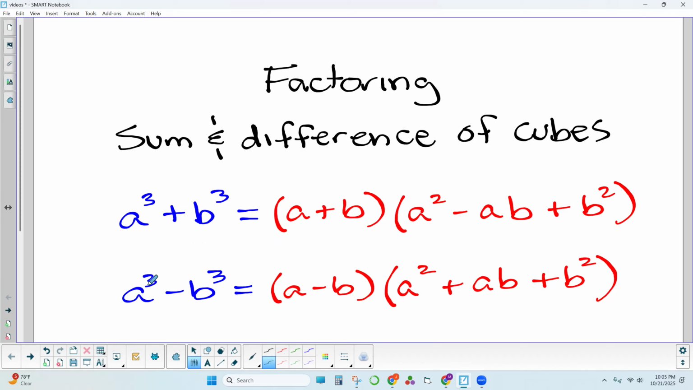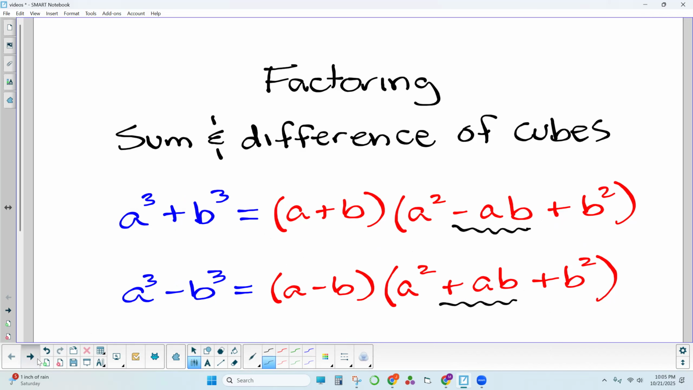So with subtraction, it's the cube root of each subtracted together, your binomial, and then you take A and square it. You add the product this time of A and B, and then you add B squared. So the change up in here is when you add, you subtract the product. When you subtract, you add the product. And you always add the squares at the end.